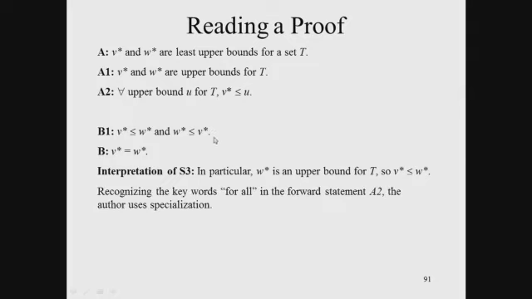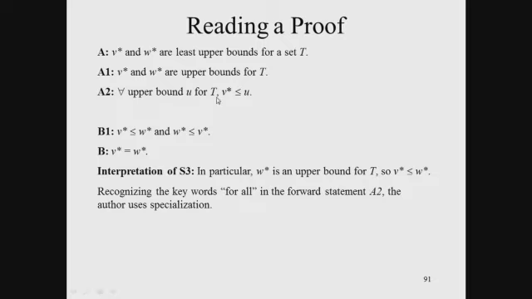So, in order to use specialization, let's remember how it works. First, we have to identify the objects, the certain property, and the something that happens. Let's go to A2. What are the objects? An upper bound U for T. What's the certain property? There is none.